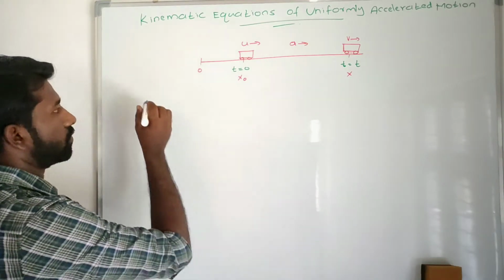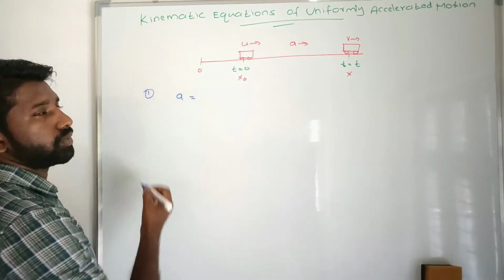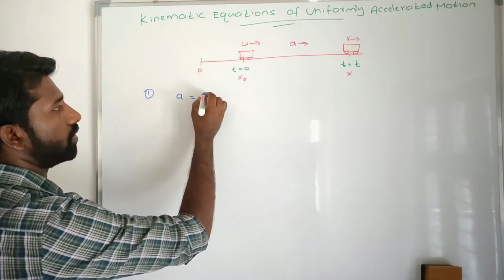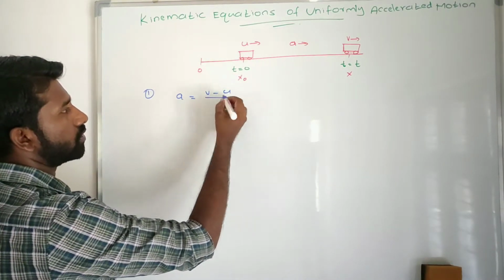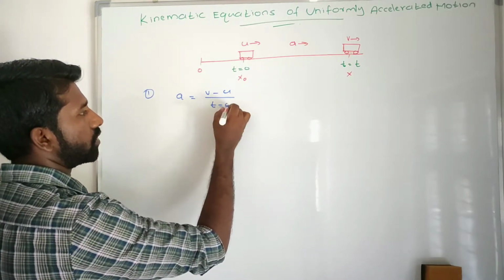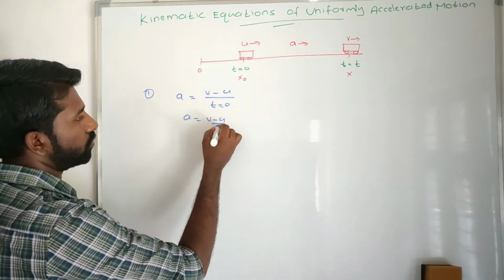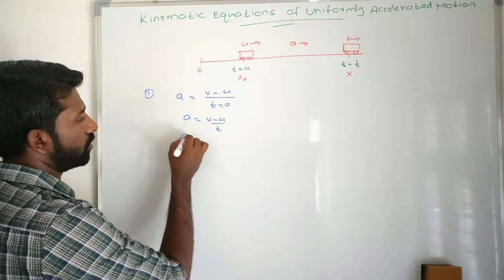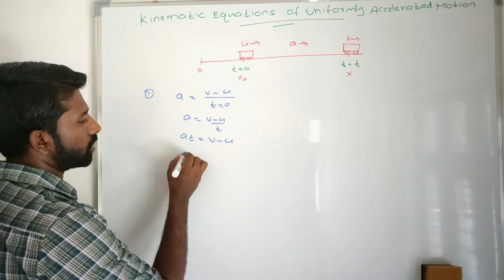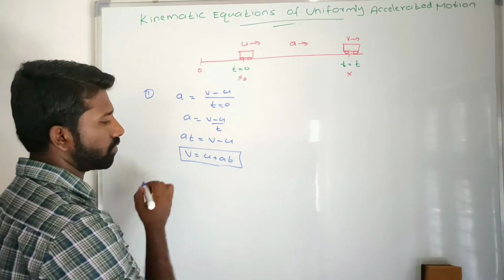First, consider the acceleration. The acceleration formula is change in velocity divided by time. The change in velocity is final velocity minus initial velocity, divided by change in time, that is final time minus initial time. So a is equal to v minus u by t. So at is equal to v minus u, and this u comes to this side, so v is equal to u plus at. This is the first motion equation.